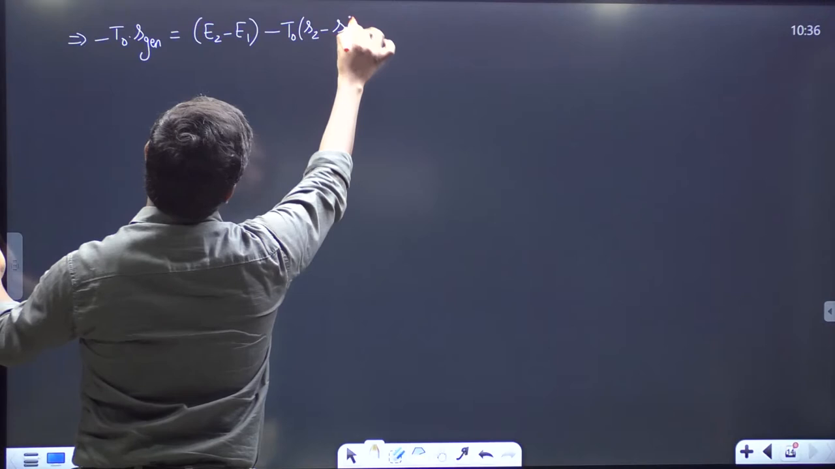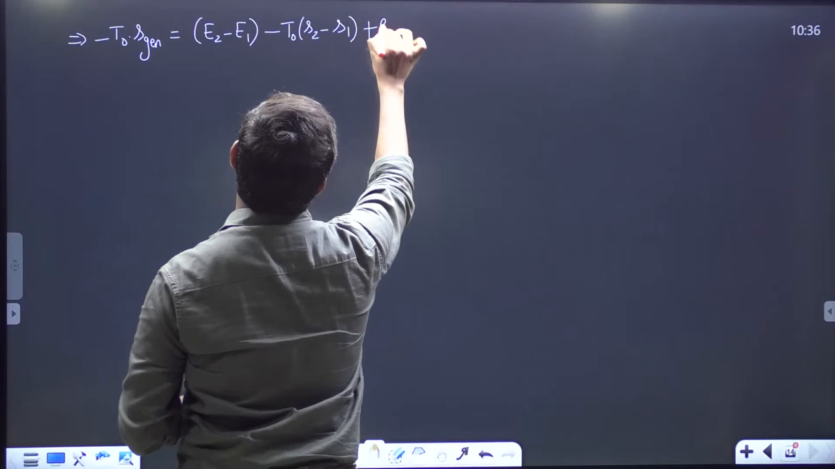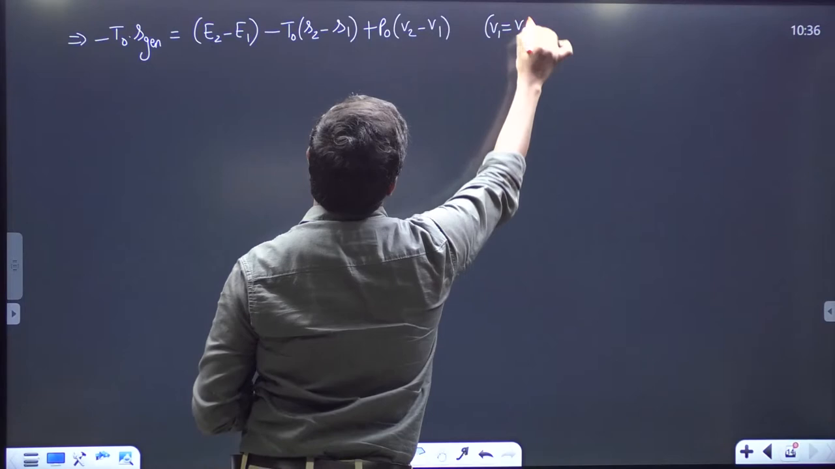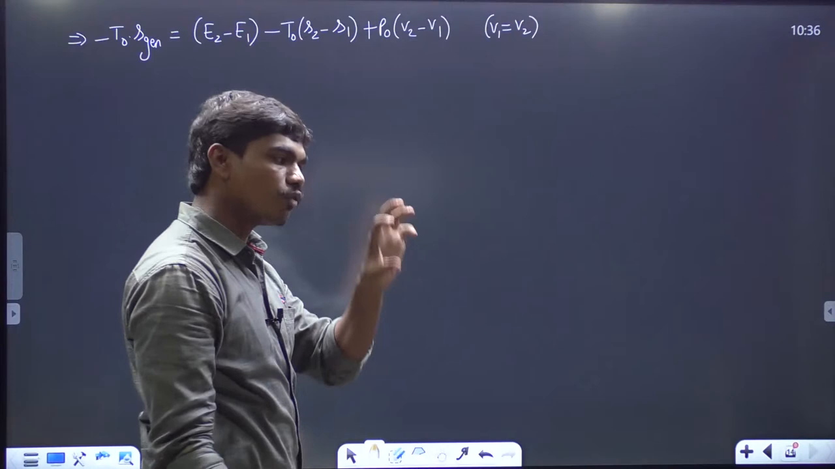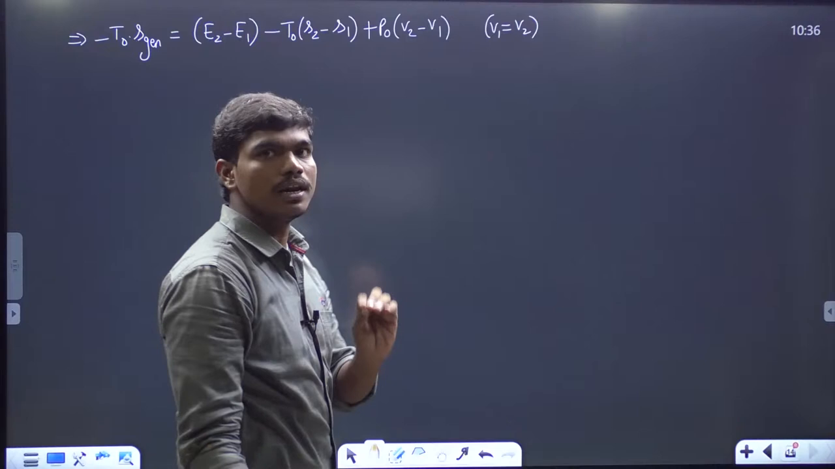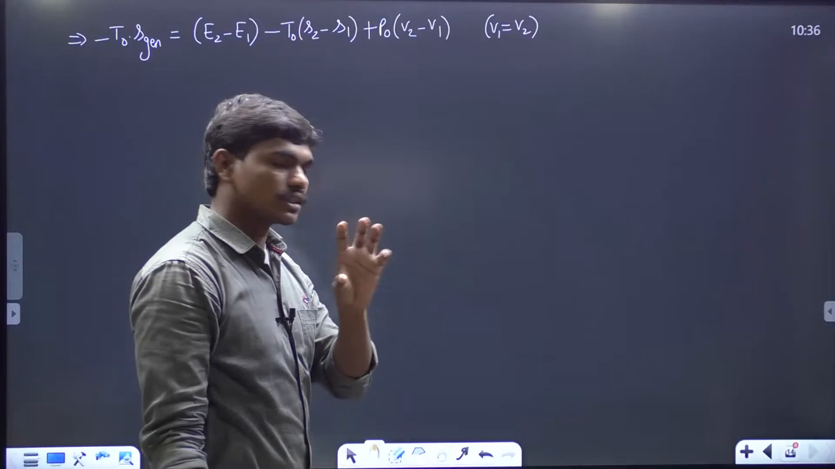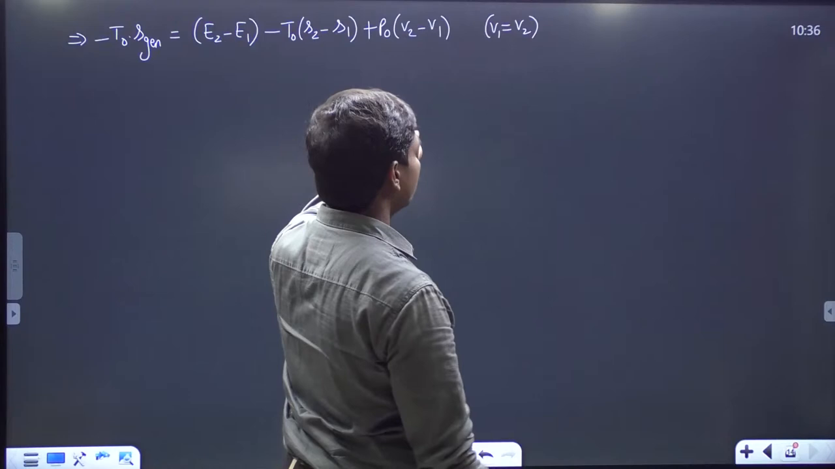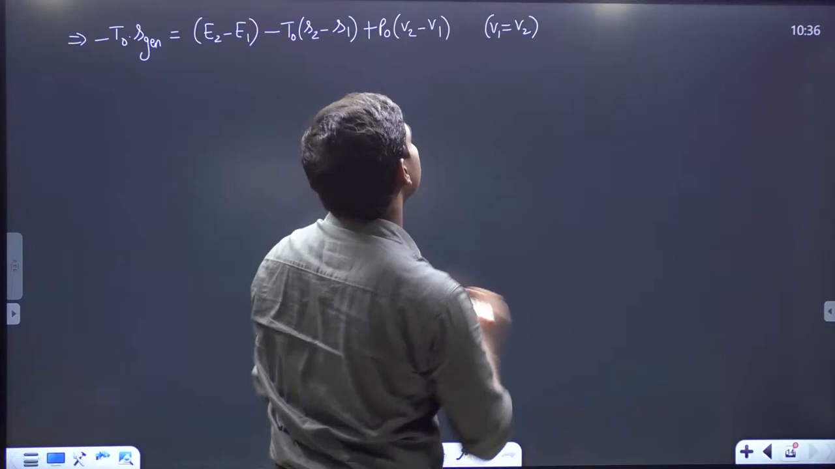And if I do one more thing, please see here. Can I write plus P naught into V2 minus V1? Because V1 is always equal to V2, because in an isolated system there can't be energy interactions, which means there can't be any boundary work as well, which means the volume remains fixed. Correct? In an isolated system, heat and work interactions are not acceptable. The system is not capable of doing any boundary work or consuming any boundary work, which means the system boundaries are fixed. If the system boundaries are fixed, the volume of the system at state 1 and state 2 are the same, since this expression is 0.